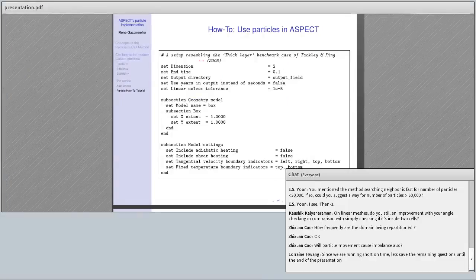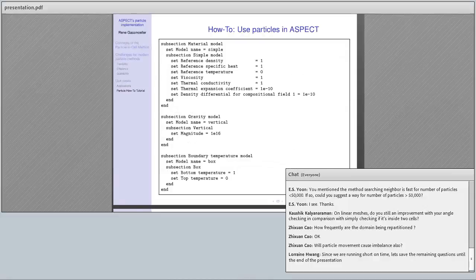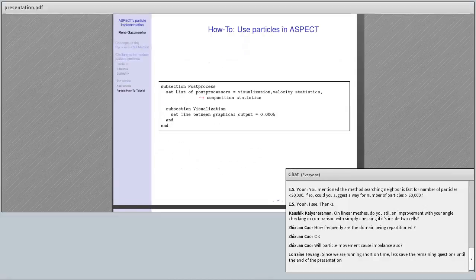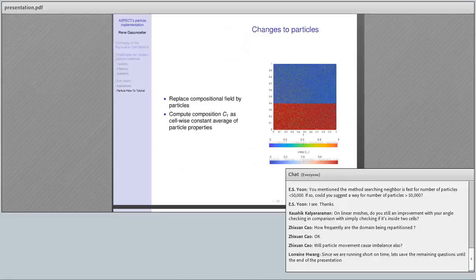I will skip this part. If you have used ASPECT before, then I don't need to explain how a typical input file looks. I will skip right to the changes that you will have to make if you want to use particles.